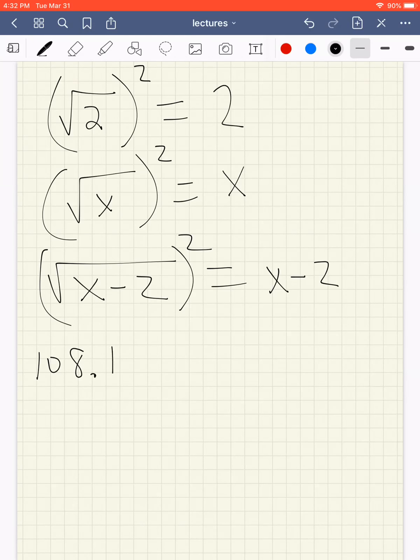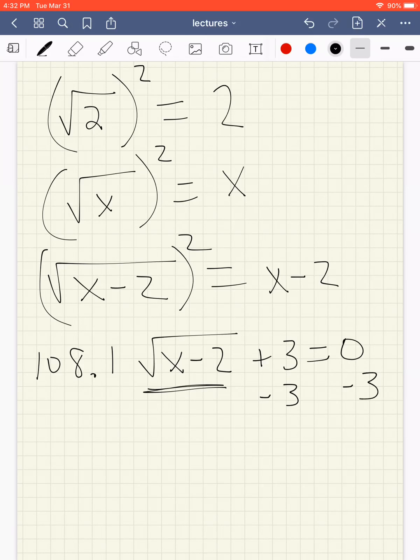So over on page 455, 108.1 says the square root of x minus 2 plus 3 is equal to 0. In order to solve this, the first thing that you want to do is isolate that radical. So we need to get this radical all by itself, which means we need to subtract 3 from both sides. So we'll have the square root of x minus 2 is equal to negative 3.